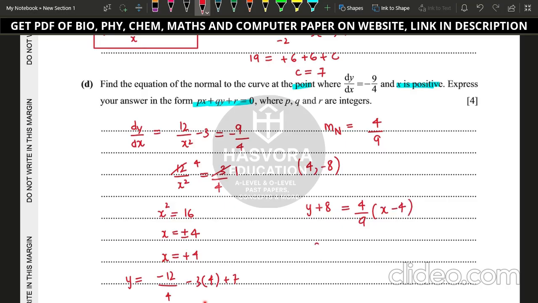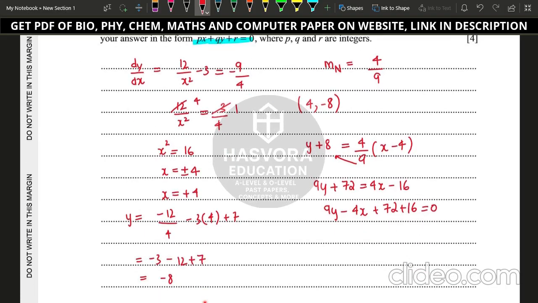So this will give you 9y. If I just multiply this here, 9y plus 72 is equal to 4x plus 16. This will become 9y minus 4x plus 72 plus 16 is equal to 0. Let's rearrange it in the form px plus qy plus r. It will become minus 4x plus 9y plus 88 is equal to 0. So p is actually equal to minus 4, your q is equal to 9, and your r is equal to 88. So this is your final answer for this part.